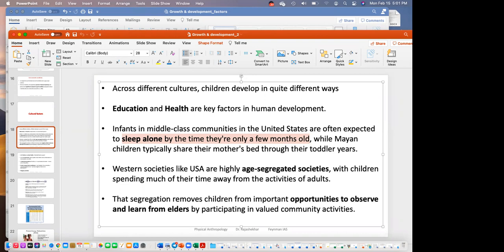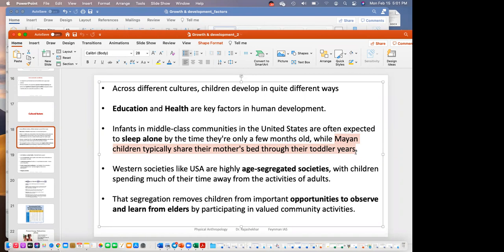While in other countries, like Asian countries, in India, I think it is almost seen as an unacceptable thing if you have the child away from you. We cannot even imagine that happening. Also among the Maya, children typically share their mother's bed through their toddler years. A few cultures also have children always stay with them. Asians are good examples. In India, for example, children, even till toddler years, are with parents. They sleep with parents. Correct?